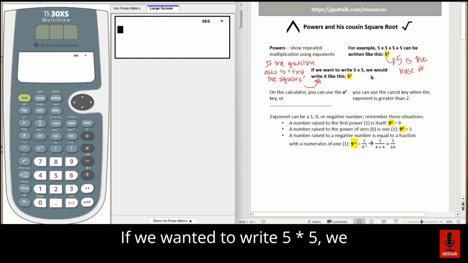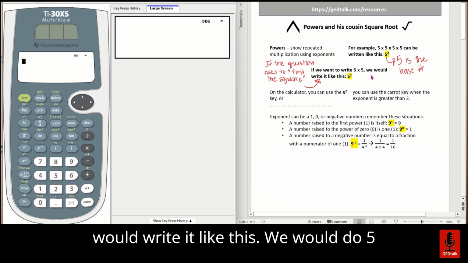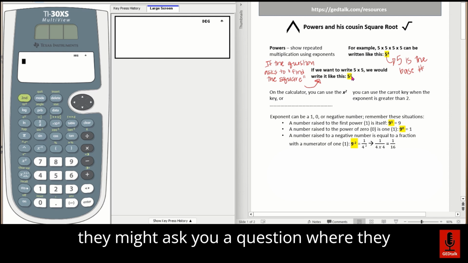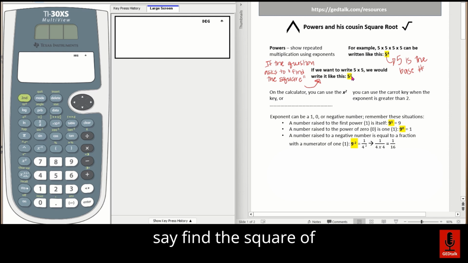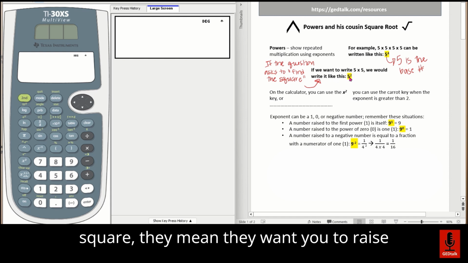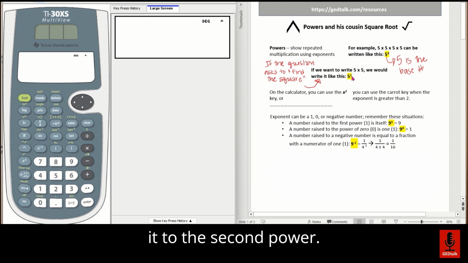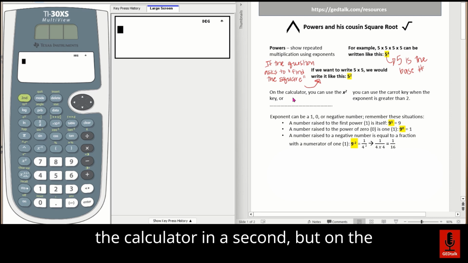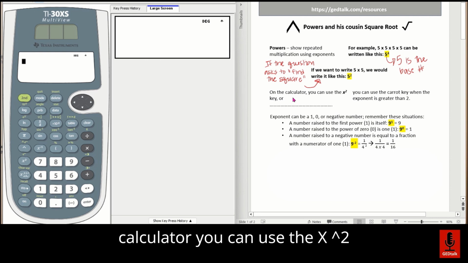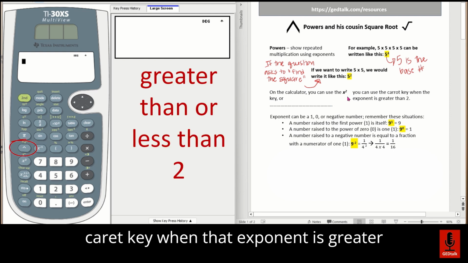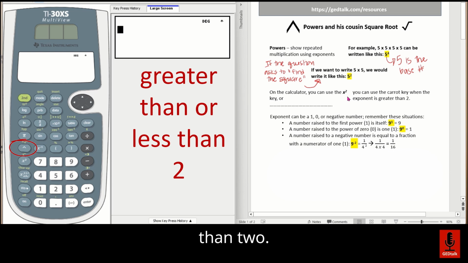If we wanted to write 5 times 5, we would write 5 to the power of 2. And sometimes they might ask you a question where they say, find the square of 5. When they ask you to find the square, they mean they want you to raise it to the second power. So on the calculator, you can use the x squared key, or you can use the caret key when that exponent is greater than 2.